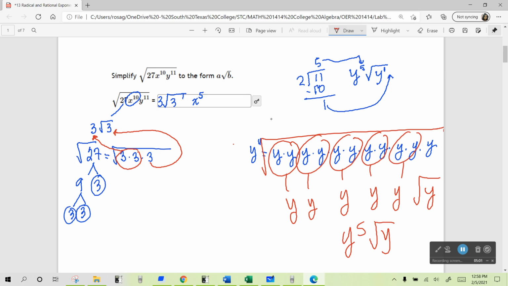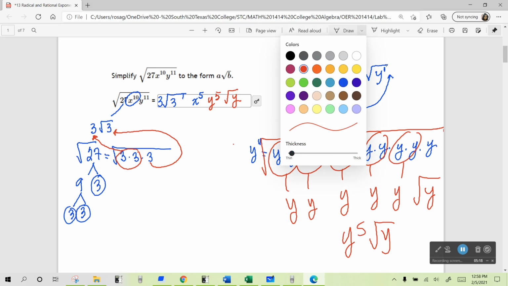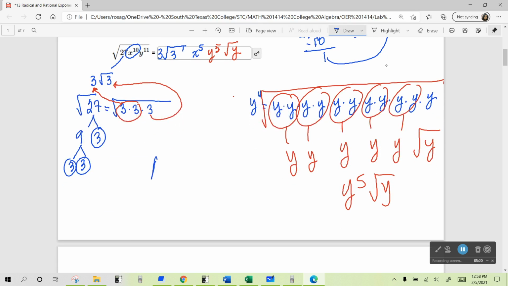But the easiest way to do that, rather than labeling all the y's, is just the division. How many 2's fit into 11? 5. How many are left over? 1. So then it would be y to the 5th square root of y. Don't leave them like this. That's not how you give the answer. The answer will be putting all the numbers outside. So it will be 3, x^5, y^5. And inside, we have a 3 and a 1.